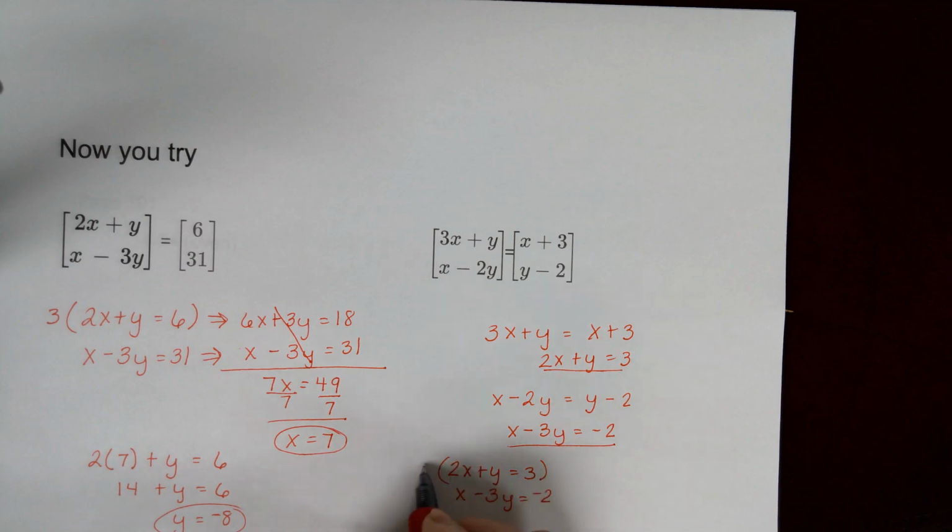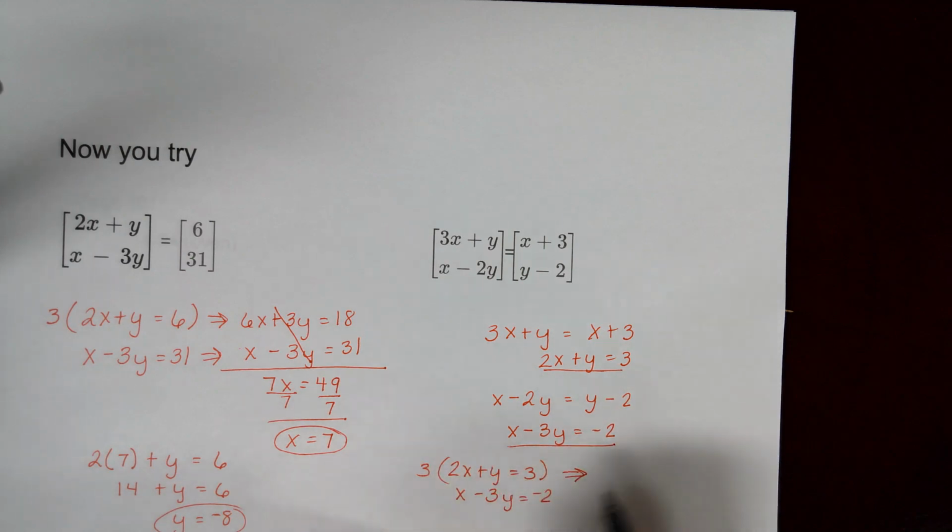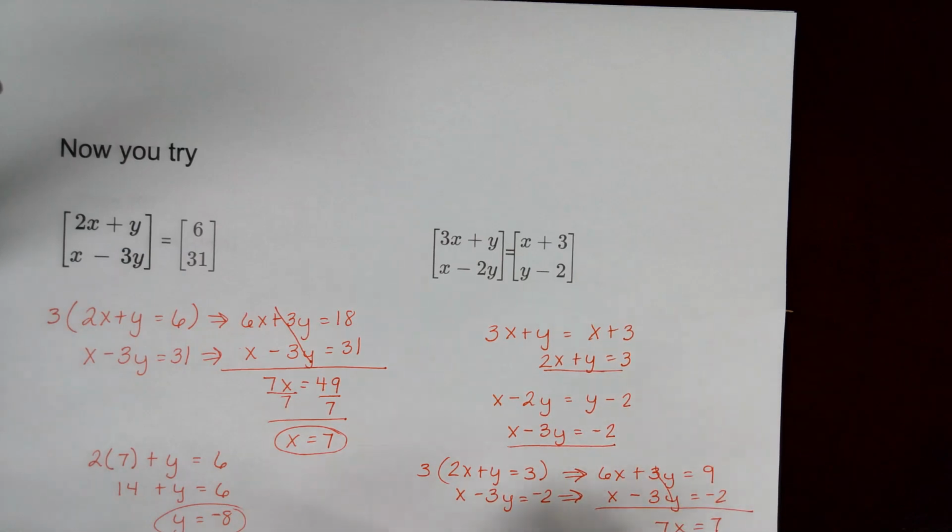If I multiply this top one by 3, so I can get rid of the y, so I have 6x plus 3y equals 9. So that's going to give me 7x equals 7, or x equals 1. And I'd have to plug that back in to one of these equations. It doesn't matter which one you plug it into. You could do down here where you've already consolidated it. So 2 times 1 plus y equals 3. Remember, that's that equation rearranged. So I have 2 plus y equals 3, or y equals 1. So x equals 1. y equals 1.